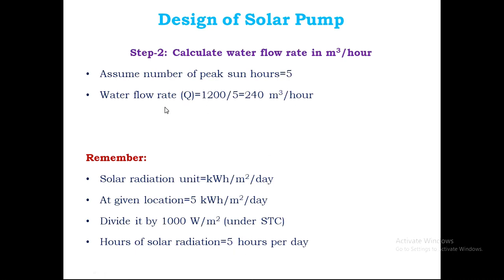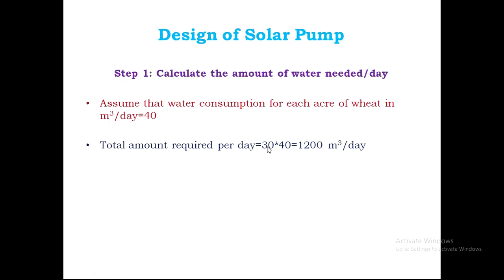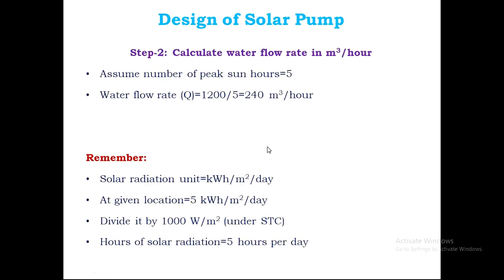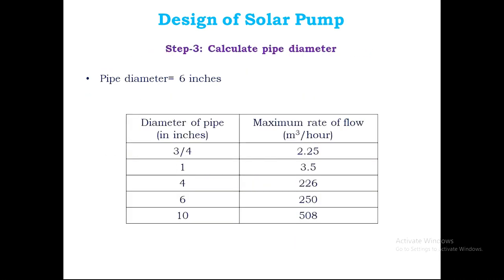The water flow rate is generally represented by Q. That is the ratio of what? The total amount of water required per day by the peak hours, that gives 240 meter cube per hour. So per hour the water flow rate should be 240 meter cube. With this rate it fills the water tank.